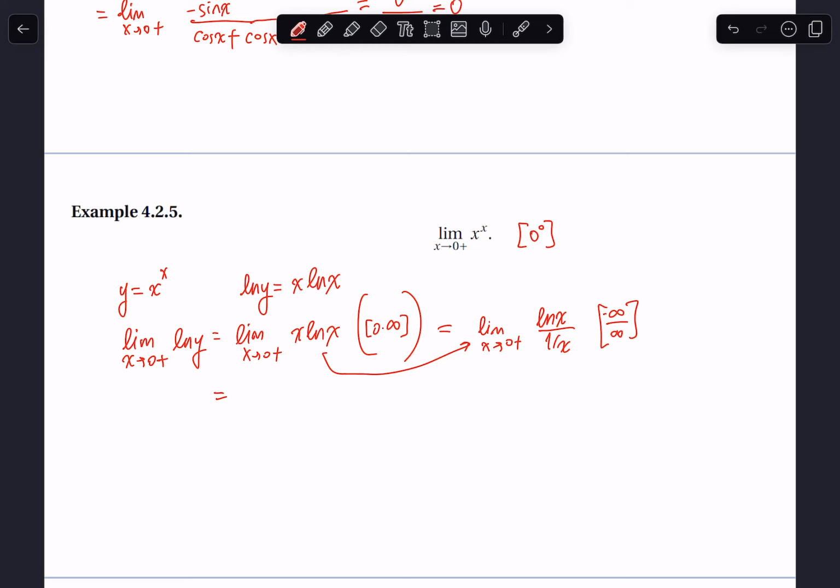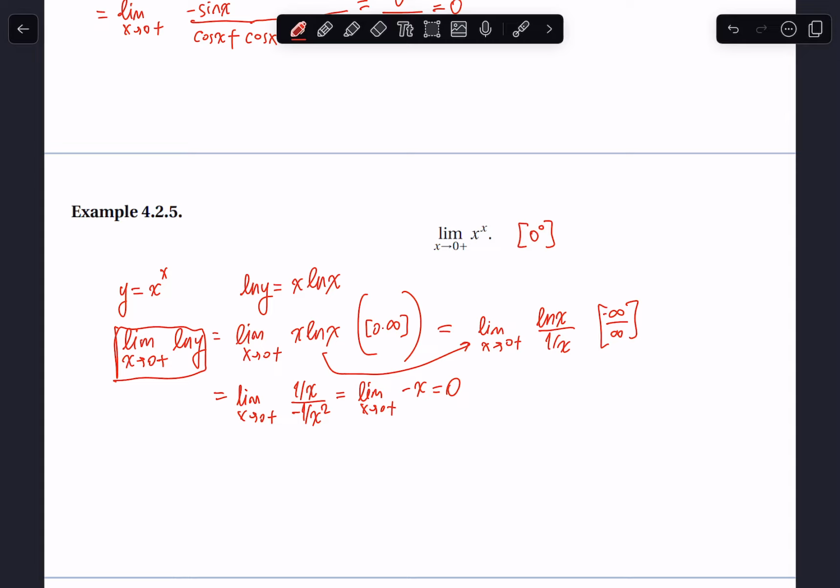So this is an indeterminate form of infinity over infinity. Now we can use L'Hopital's rule. We take the derivative: the derivative of ln x is 1 over x, and the derivative of 1 over x is minus 1 over x squared. And if we do cancellation here, we get minus x, which is 0, right? So the limit of ln of y is 0.